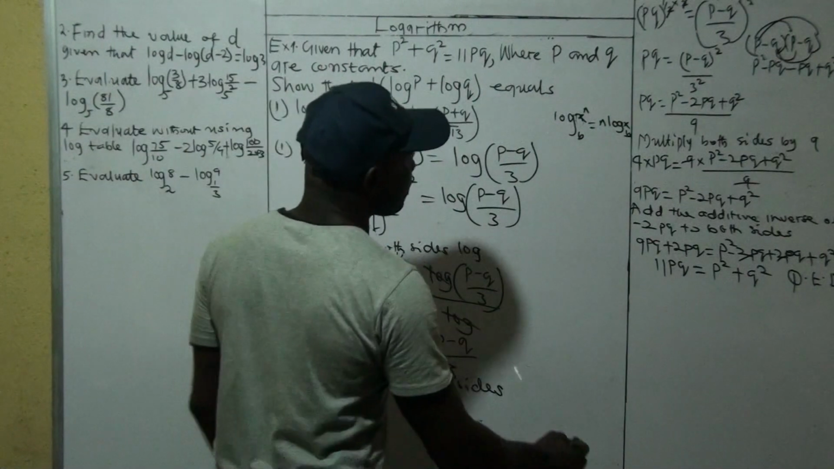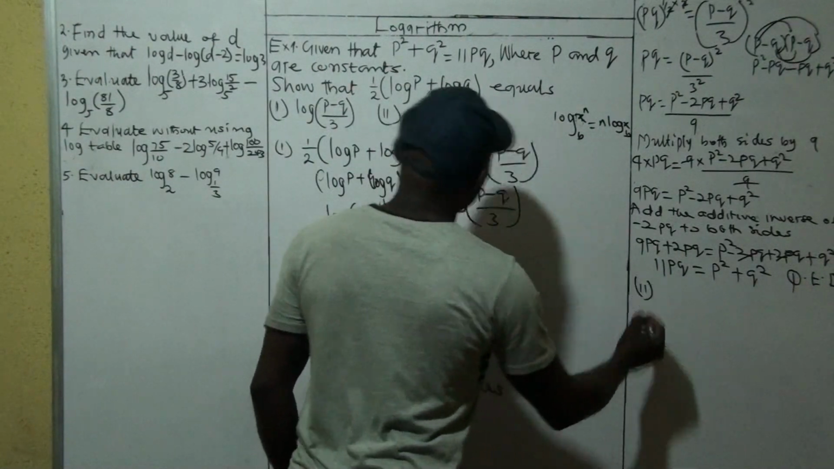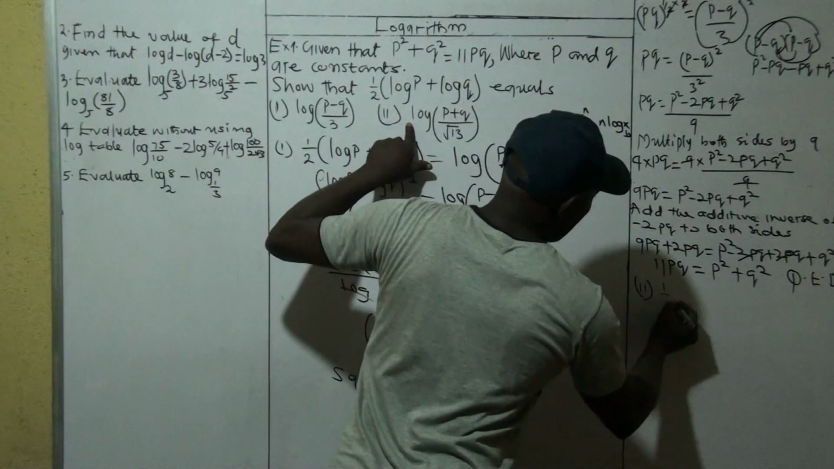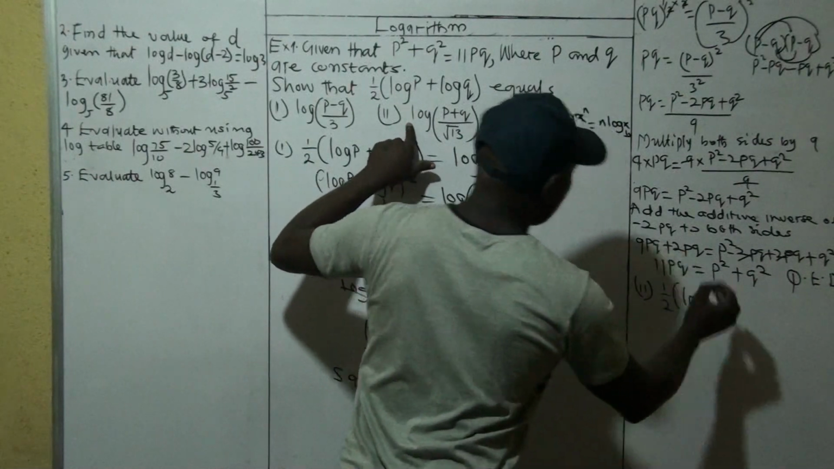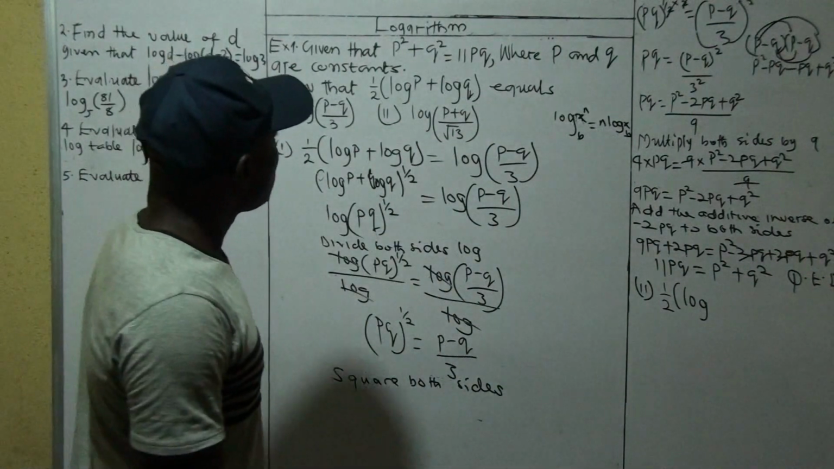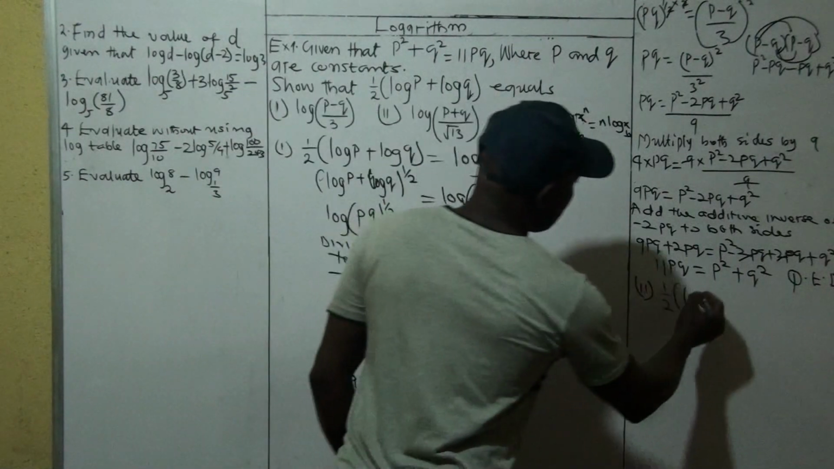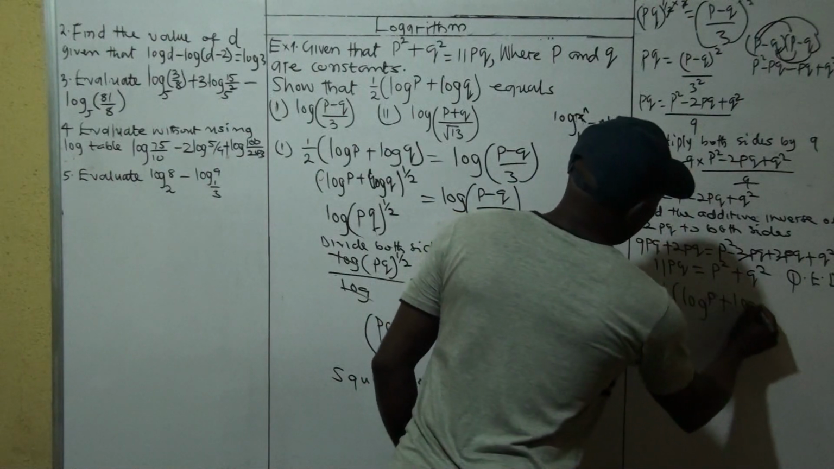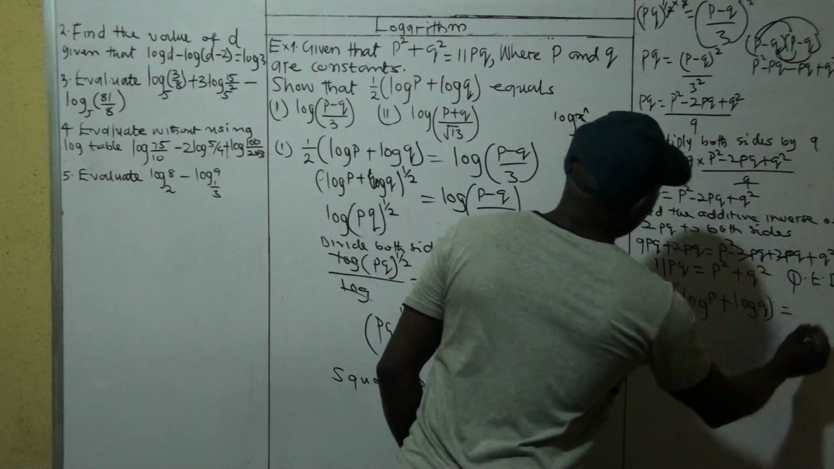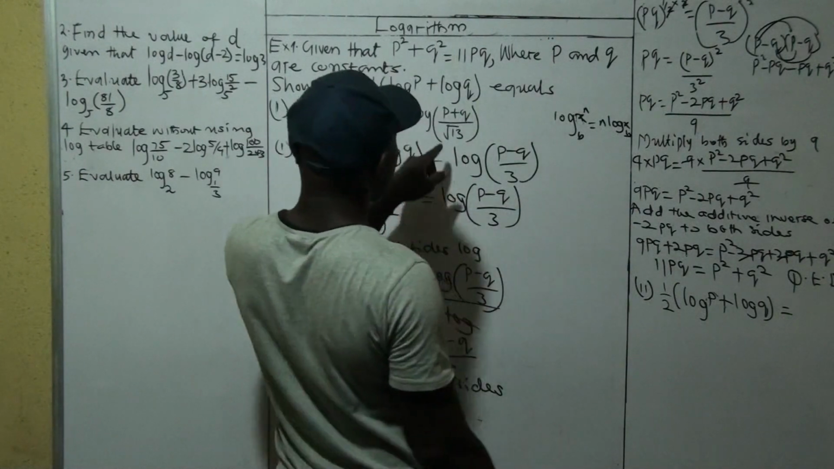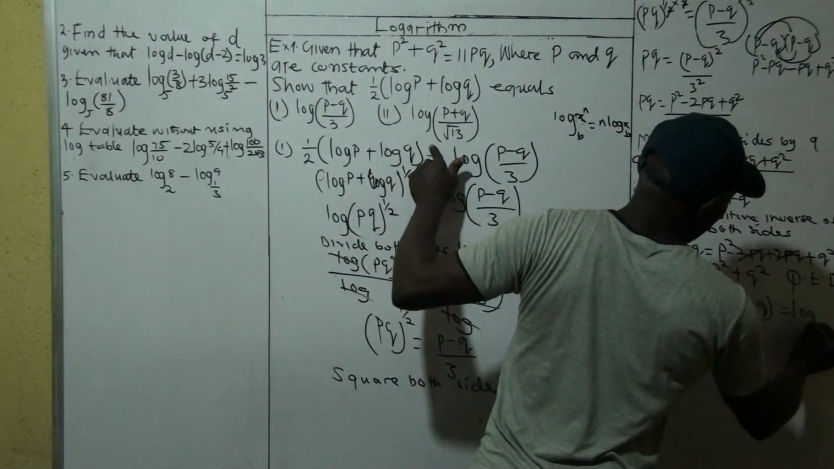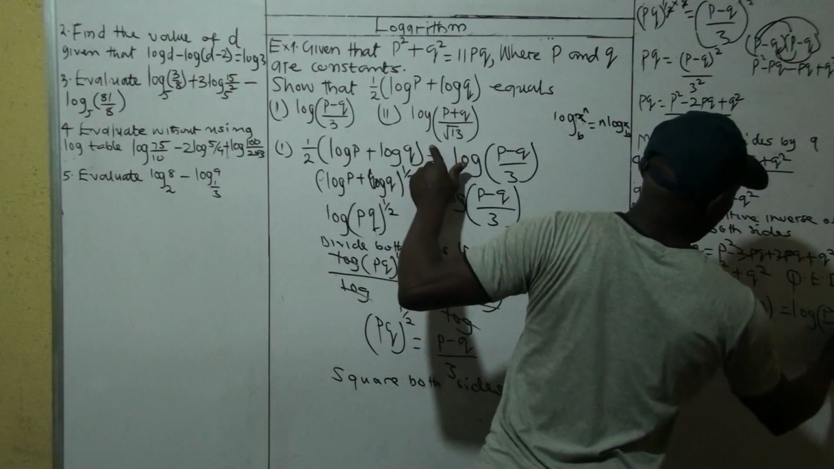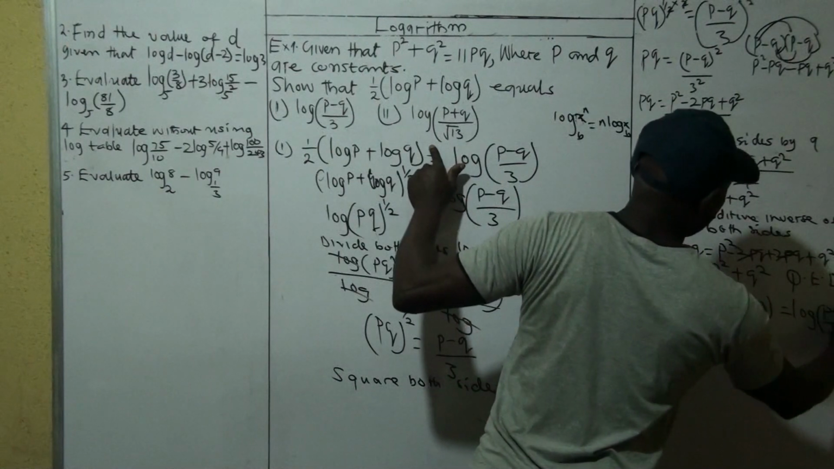The number two question specifies that we should also show that 1/2 log p plus log q equals log p plus q all over square root of 13.